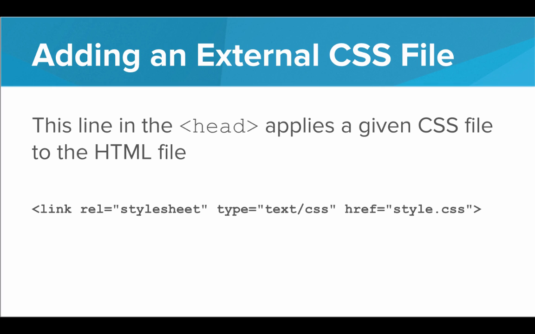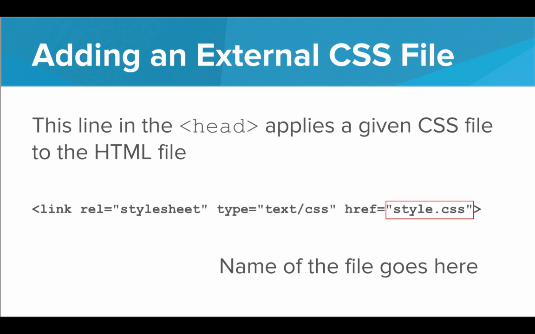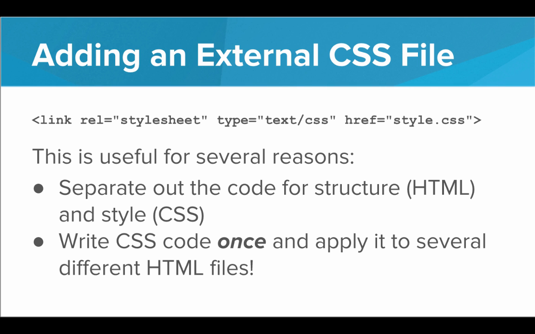And so this line in the head of your web page applies the given CSS file to the HTML file that it's in. So we say link, rel equals stylesheet, type equals text/css, and href equals the name of the file. So the name of the file that you're making goes here. Whether it's style.css or homepage.css or my really awesome special CSS.css, that's where the name of the file goes. Now doing this is useful for several reasons. We want to start moving away from typing all of our CSS code on our HTML page and actually separating that out into its own file.